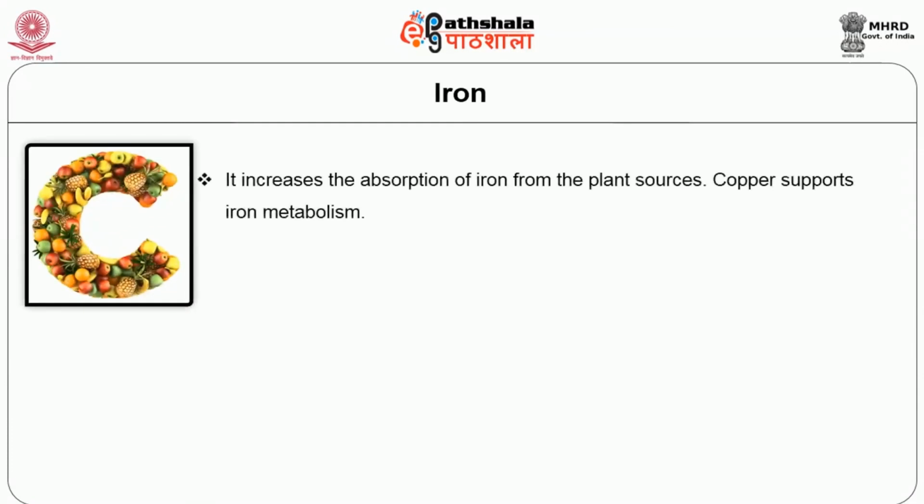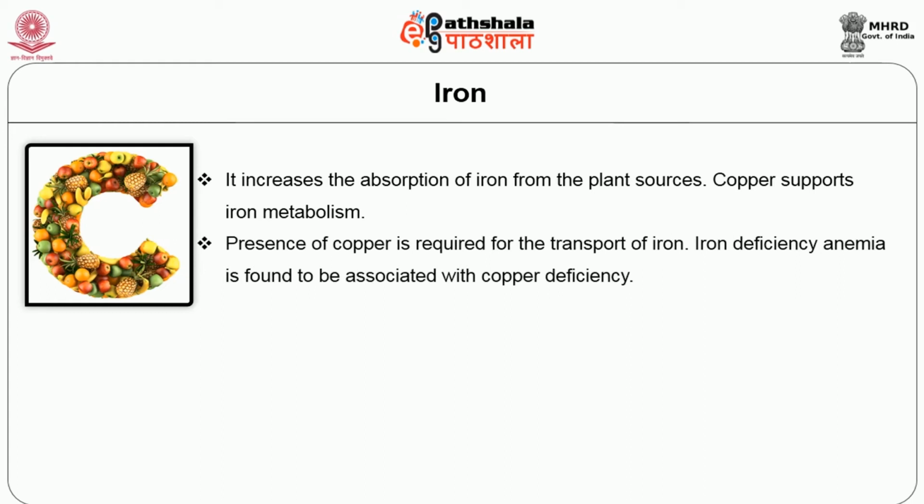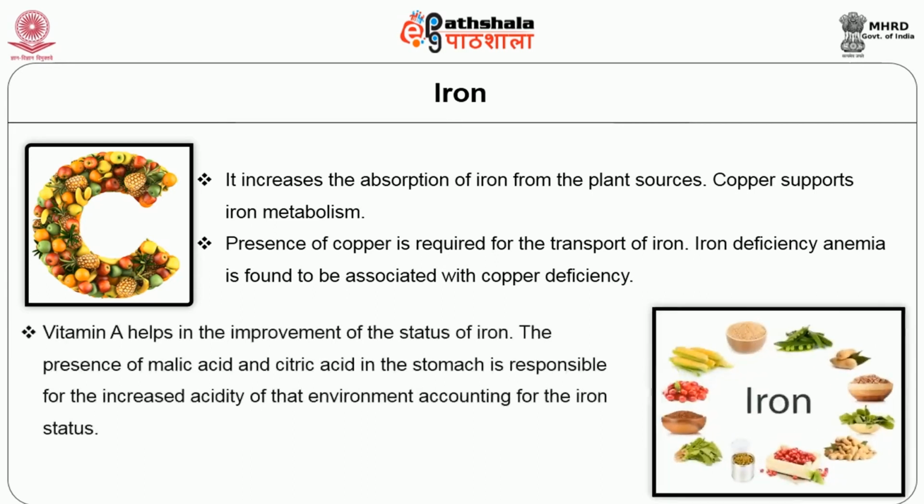Next is iron. Vitamin C increases the absorption of iron from the plant sources. Copper supports iron metabolism. Presence of copper is required for the transport of iron. Iron deficiency anemia is found to be associated with copper deficiency. Vitamin A helps in the improvement of the status of iron. The presence of malic acid and citric acid in the stomach is responsible for the increased acidity of that environment, accounting for the iron status.